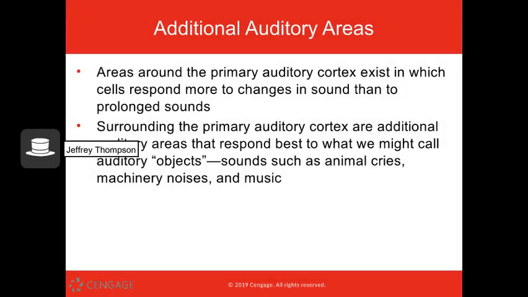So areas around the primary auditory cortex exist, and they respond better to changes in sound than to just a prolonged sound that is the same. There are also areas that respond best to auditory objects, so specific things that we're trying to pick up. For example, a cat meowing in the background of a recording, machinery noises, and music.